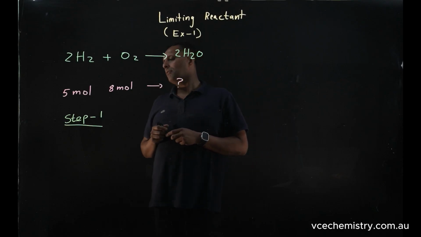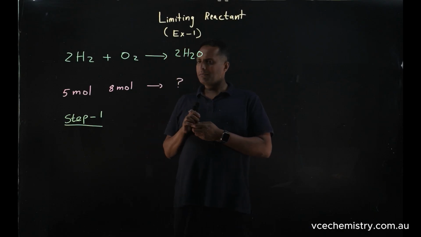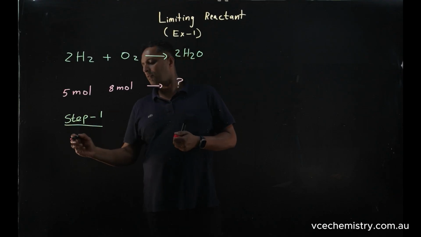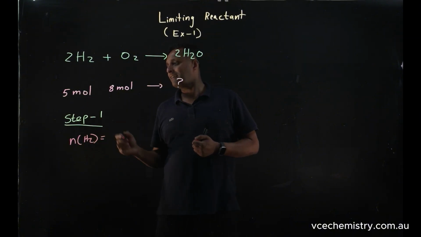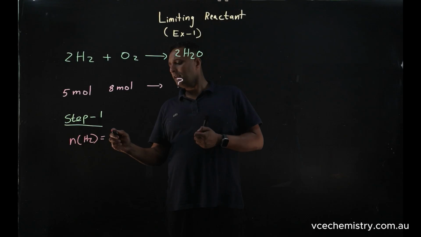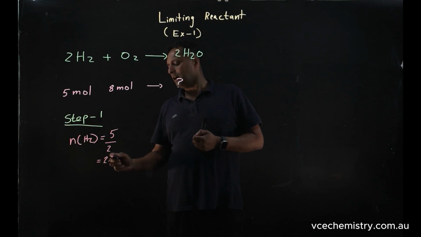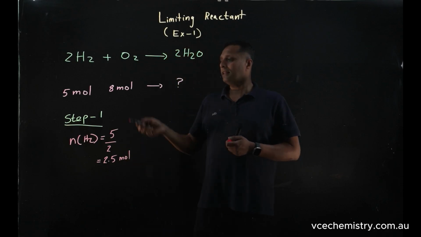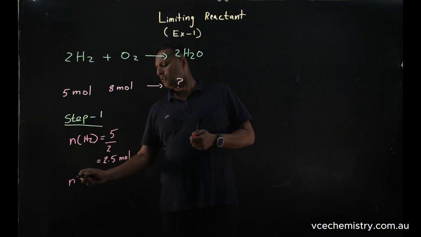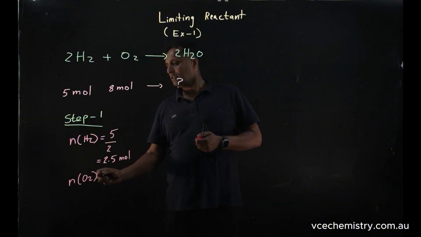To find the limiting reagent, what do you need to do? Remember the steps. Get the number of moles of one reactant, which is hydrogen, which is equal to 5. That's the one that is given to you, and divide by 2. What's that number? 2.5. So we are just trying to find out the limiting reagent. Then get the other reactant, the number of moles of oxygen, which is 8.